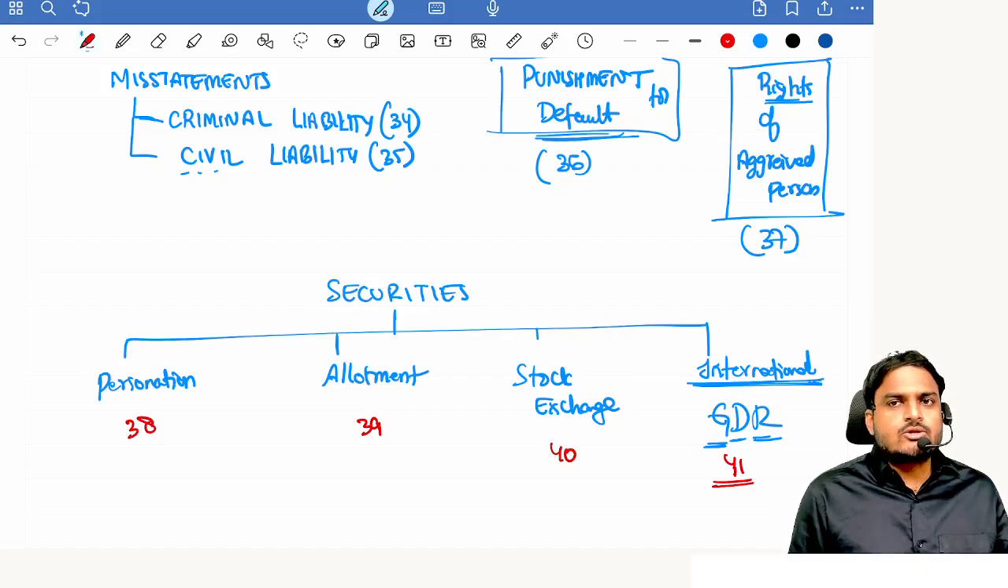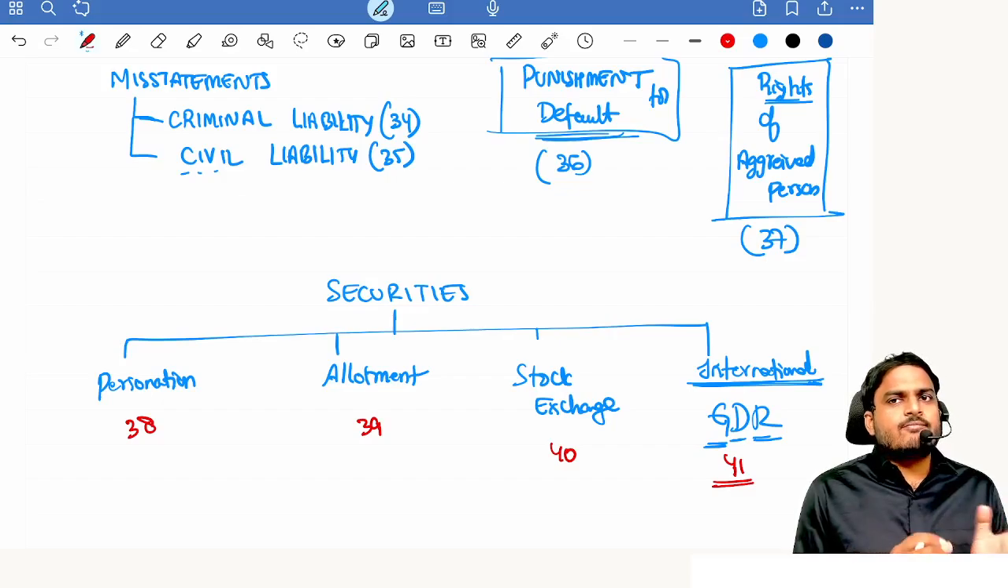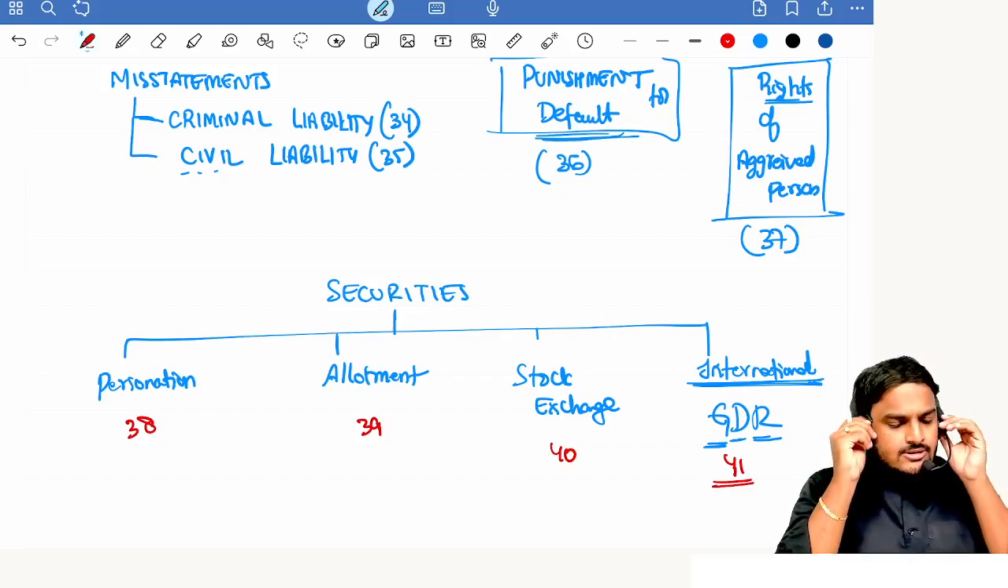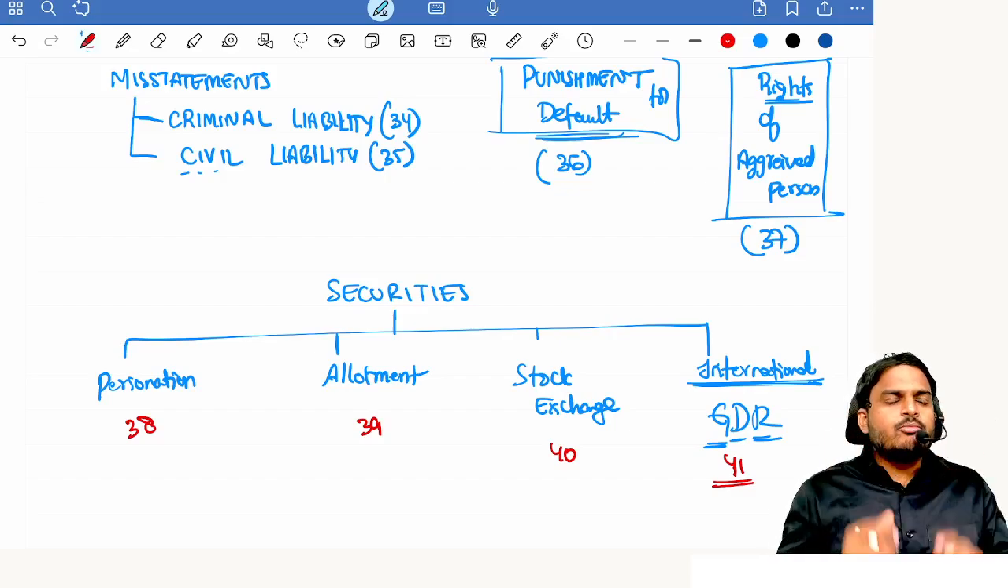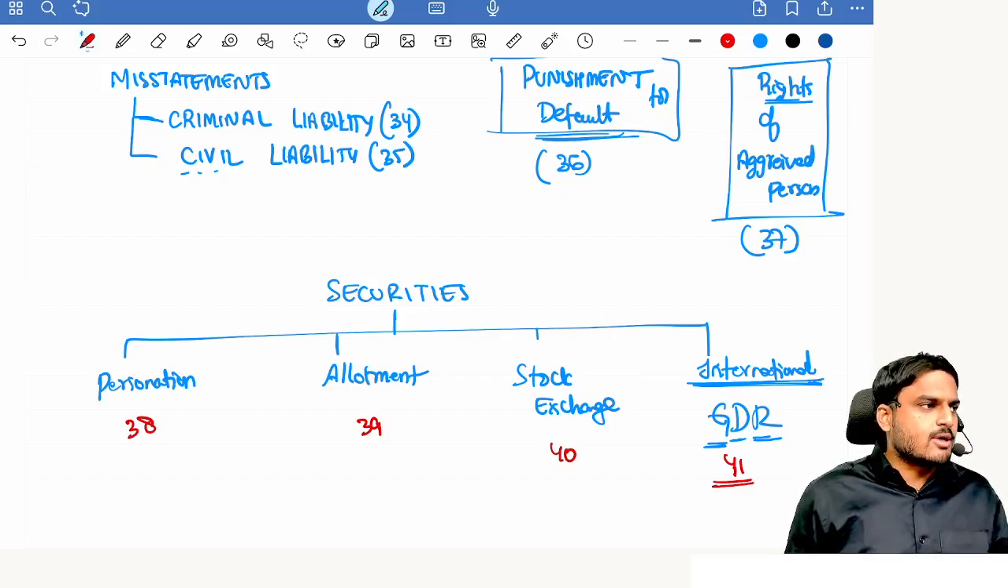Small chapter compared to incorporation of company. Weightage point of view, in one attempt 16 marks came from this chapter. On an average, you can expect 6 marks question from this chapter, but in one attempt 16 marks came. But minimum you can expect 6 marks from this chapter. Entire incorporation of company chapter is for 6 marks.